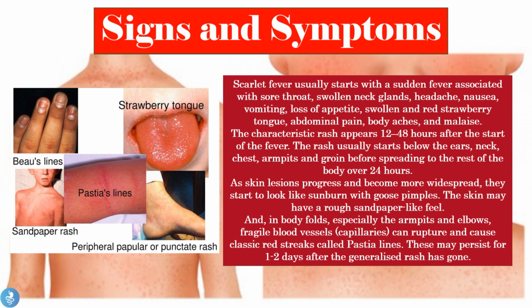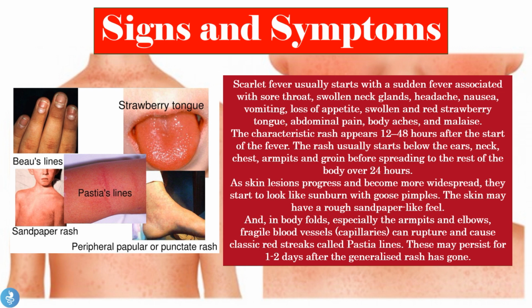And in the body folds, especially in the armpits and the elbows, fragile blood vessels, which are called capillaries, can rupture and cause classic red streaks, which are called pastia lines. As we can see, this is actually an elbow of a younger patient suffering from scarlet fever, and we can see these pastia lines quite clearly, and these actually represent the fragile blood vessels which have ruptured. The pastia lines may persist for 1 to 2 days after the generalized rash is gone.